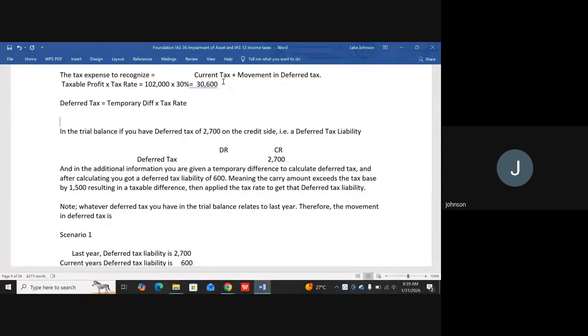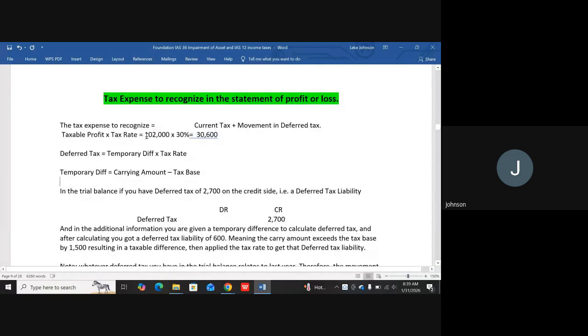How do we get the temporary difference? Temporary difference is equal to carrying amount minus tax base of an asset. So that you get your temporary difference. So that is fine. We already know that to get our current tax, we say our taxable profit multiplied by the tax rate, which is what we've done over here, and then we've got something.